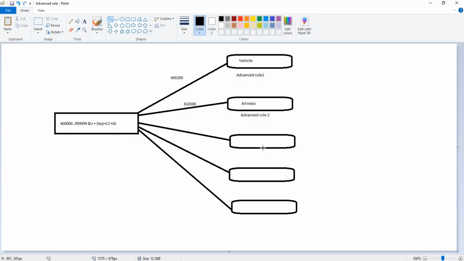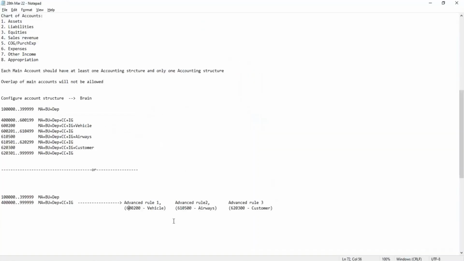If you verify with any experienced people, what is the difference between advanced rule and accounting structure and advanced rule structure?